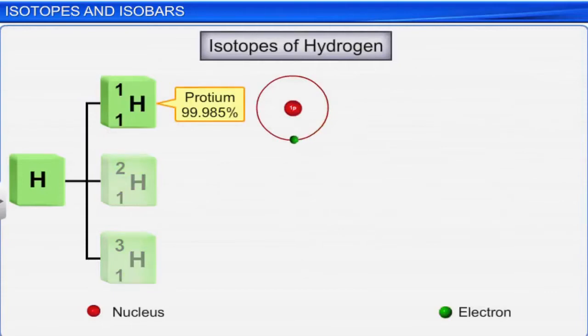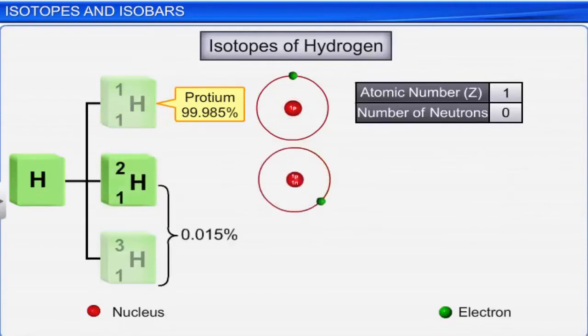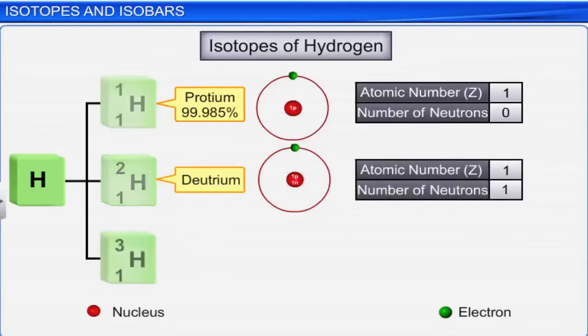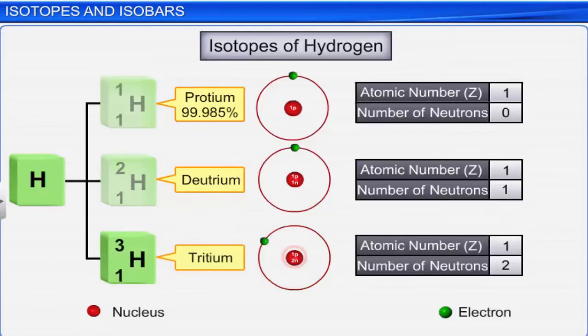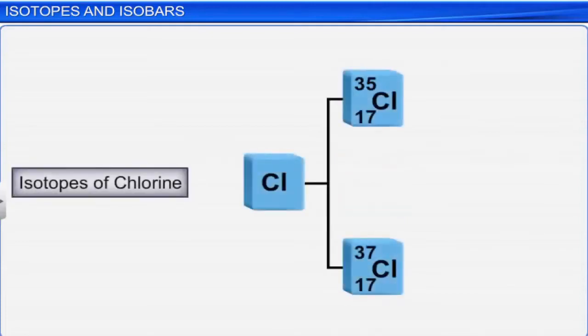99.985% of hydrogen atoms contain only a single proton in their nucleus. This isotope of hydrogen is called protium, 1H1. The remaining 0.015% contain two other isotopes, deuterium, which contains one proton and one neutron, and tritium, which contains one proton and two neutrons. You can see that all these three isotopes have the atomic number 1 and mass numbers 1, 2, and 3 respectively. Carbon has three isotopes with mass numbers 12, 13, and 14 respectively. Similarly, chlorine, atomic number 17, has two isotopes with mass numbers 35 and 37.